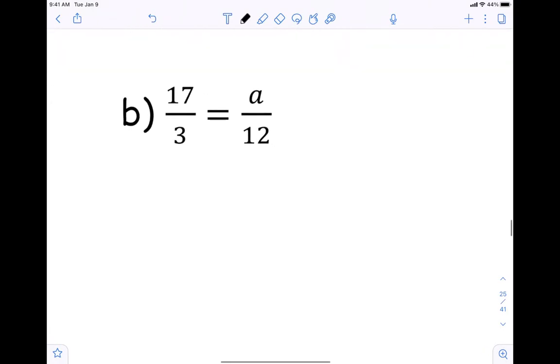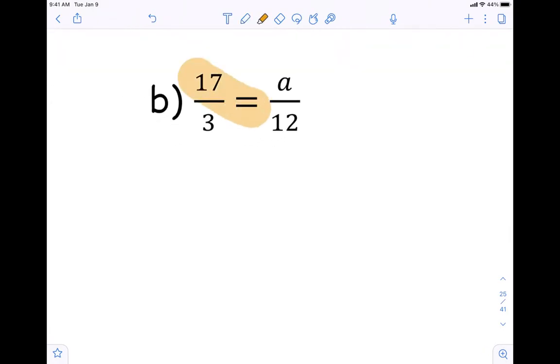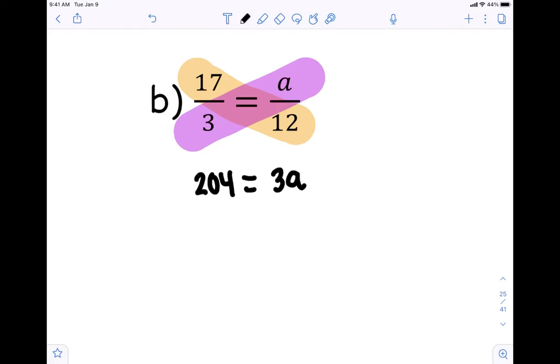Okay, next one here. First, we're going to multiply these two together, and then we're going to multiply the pinks together to create our X. The orange is going to be 17 times 12. I'm going to put that in the calculator. 17 times 12 is 204. So I multiplied the 17 times 12. Now I'm going to go for the pink or light purple, however you see it. 3 times A is 3A. So the number goes in front of the variable.